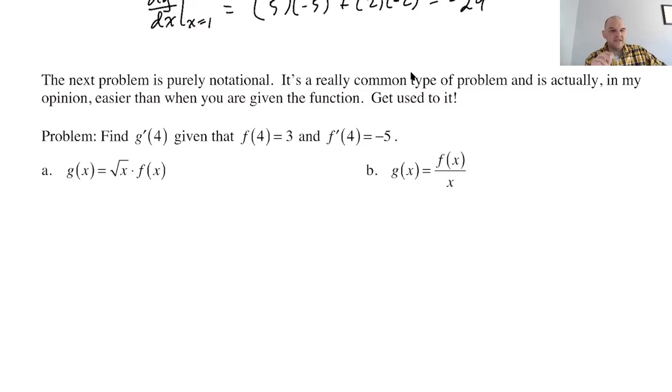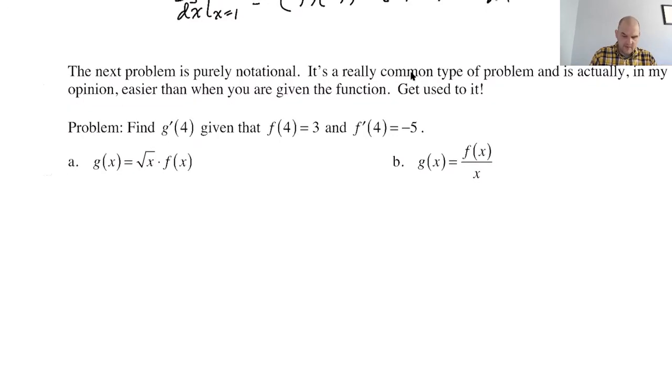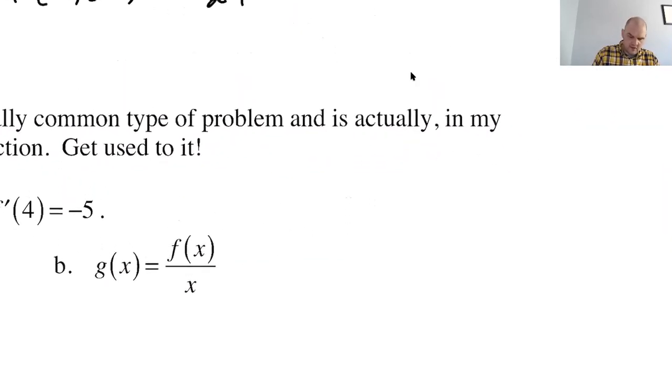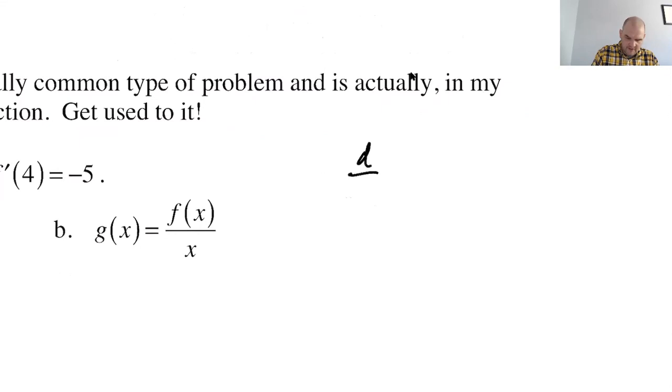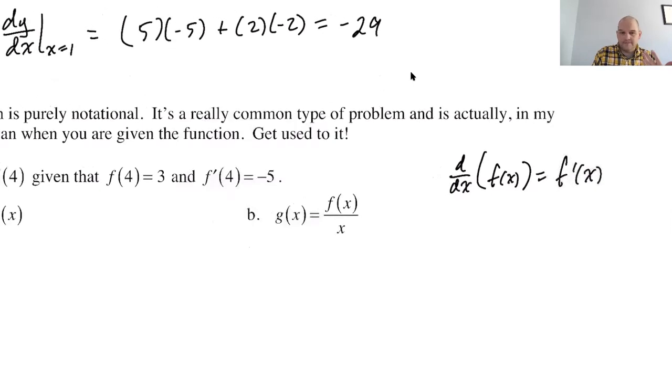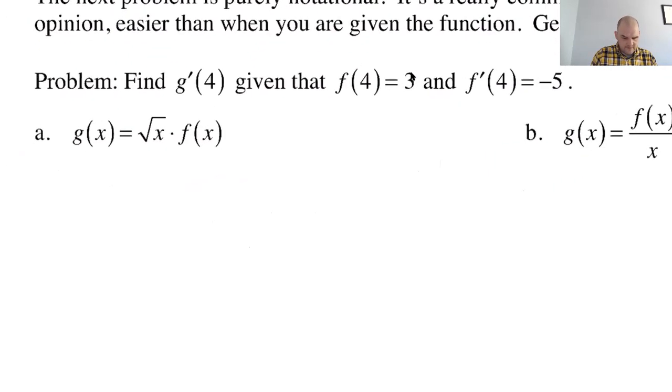So x to the 1/2 times f of x. That's a product, so I'm going to use product rule. I'm just going to do first times derivative of the second plus second times derivative of the first. What is the derivative of f? So we have to keep that in mind. The derivative of f of x is, by definition or by notation, f prime of x. So when I need the derivative of f of x, I'm just going to use f prime. All right, so let's do this.